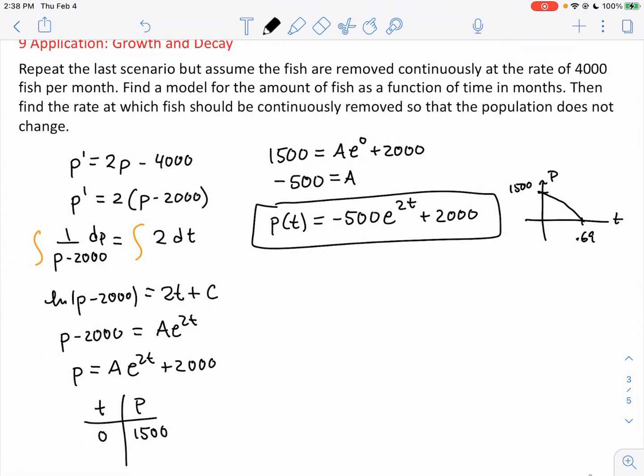All right, so the next sentence is, find the rate at which fish should be continuously removed so that the population does not change. All right, so in this case, we want to figure out how can I harvest the fish? These fish are reproducing, but I want to harvest them at a rate so that they balance out perfectly and the population number does not change. Well, the easiest way to analyze this is to actually work with this differential equation. And we're going to put an unknown right here.